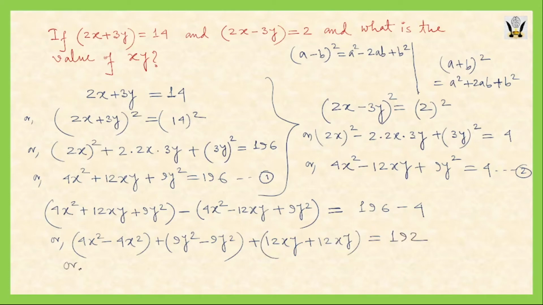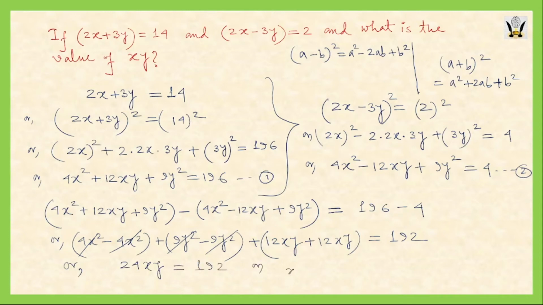Now what we can see here is that easily the x squared term and y squared term can cancel, because their coefficients are the same and the signs are opposite, so they will vanish from the equation. And here 12xy and 12xy, so their coefficients will be simply added, so it will be 24xy, and from the right hand side, the value we are getting is 192.